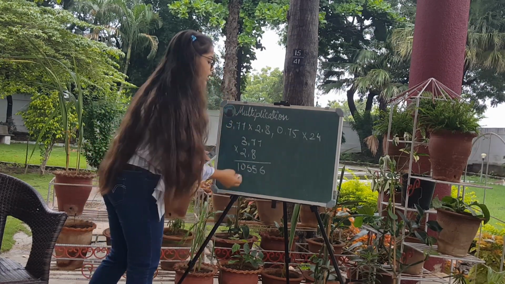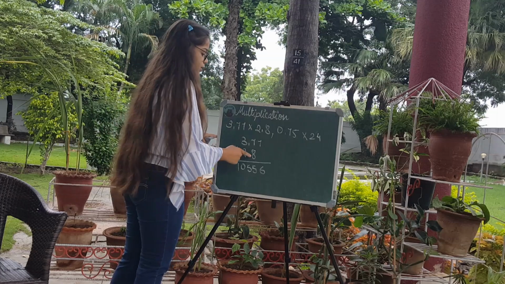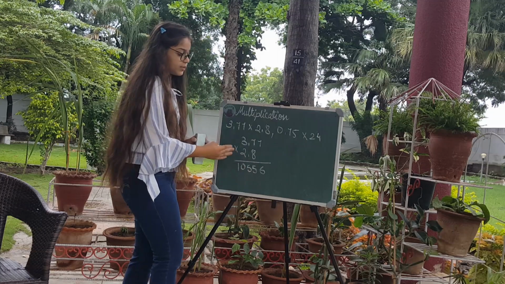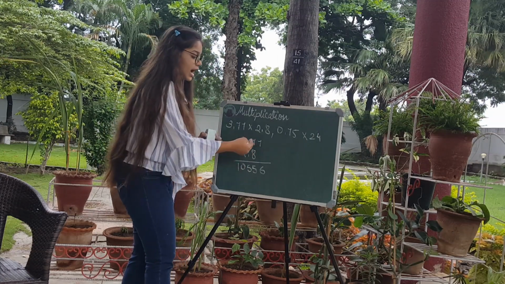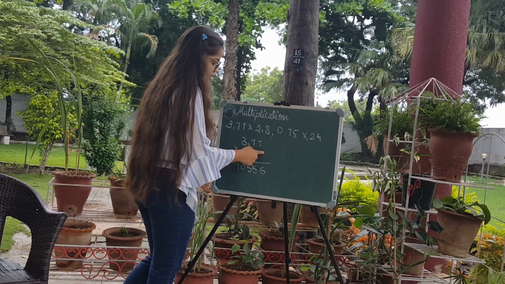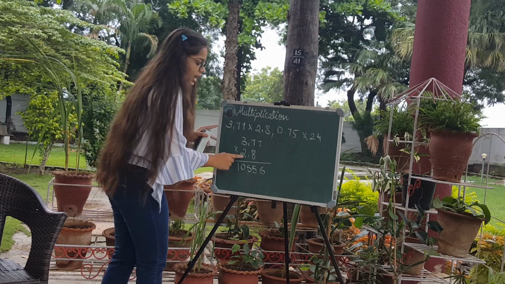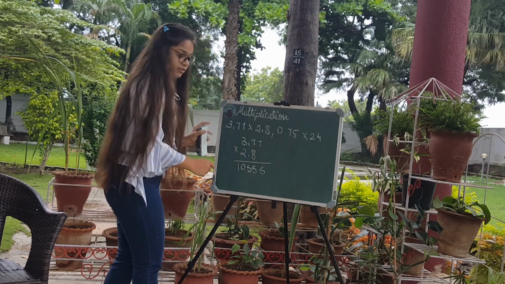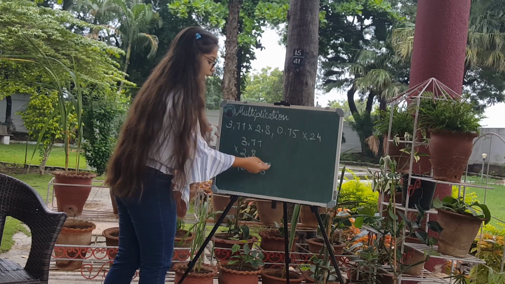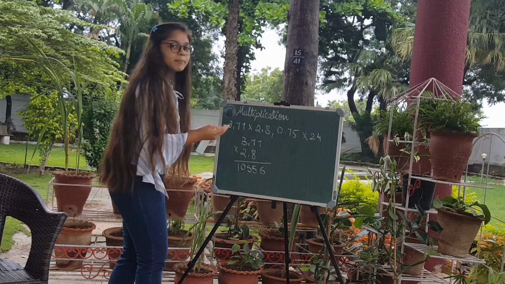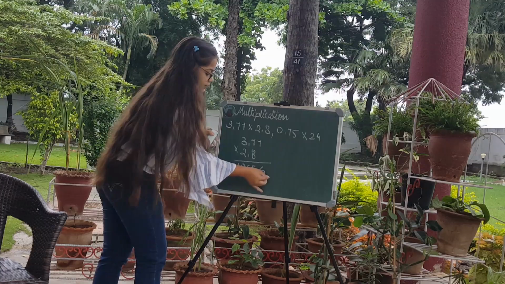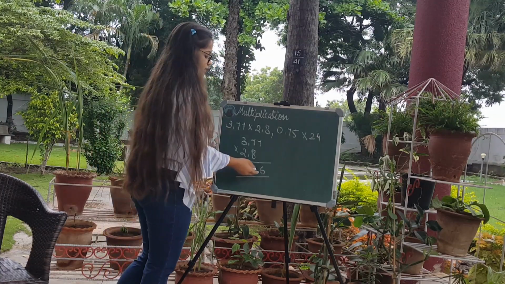10556. Now here there's a catch. You have to count the number of digits in total after the decimal point. You have to add the number of digits after the decimal point. So here in 3.77 we have 2 digits after the decimal point, and here in 2.8 we have 1 digit after the decimal point. So we have to do 2 plus 1, which is 3, and shift the decimal point in the answer by 3 digits. So 1, 2 and 3, and that's where our decimal point will come. So the answer will be 10.556.